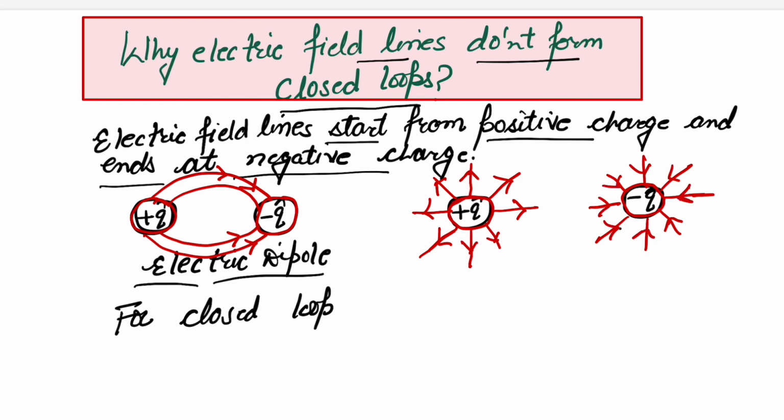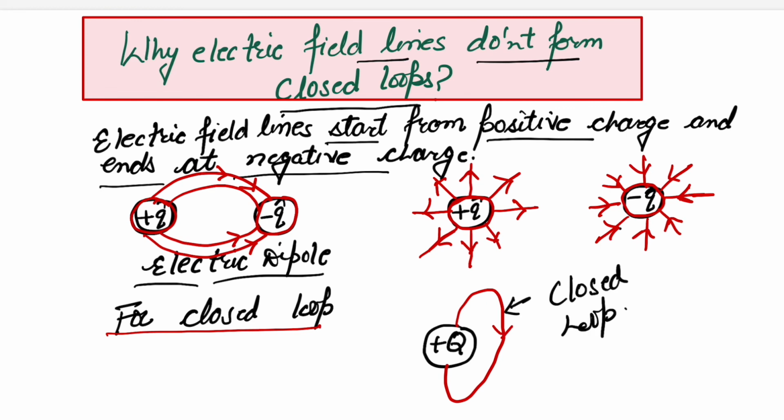For forming a closed loop, it is required that you have a charge. Say we have a charge plus Q. The electric field line starts from the plus Q charge and ends at the plus Q charge. This will make a closed loop if the field line starts from a single point charge and terminates on the same point charge, but this is not possible. So electric field lines do not form closed loops.